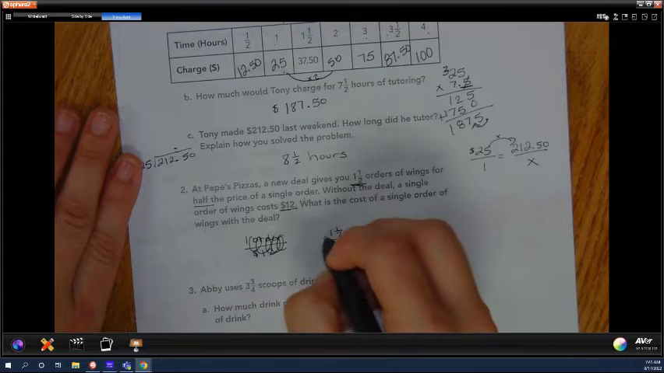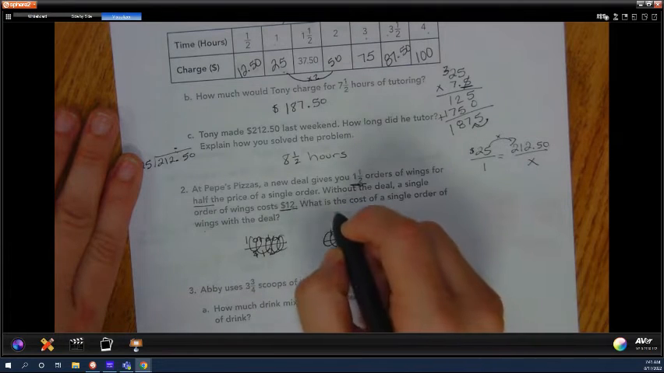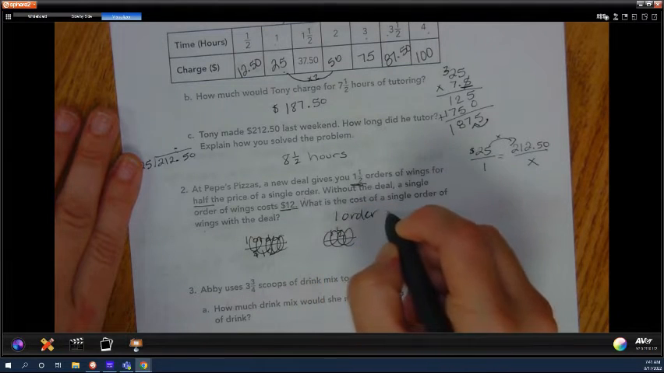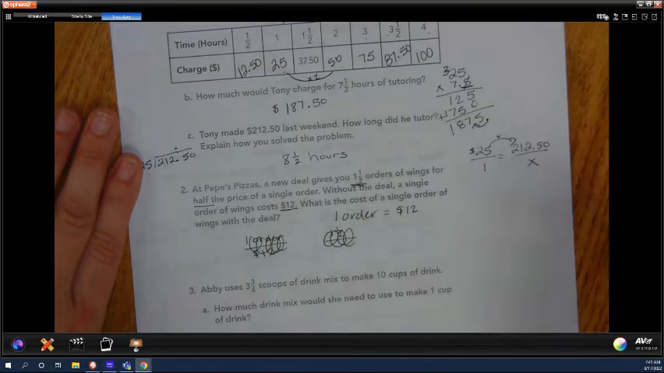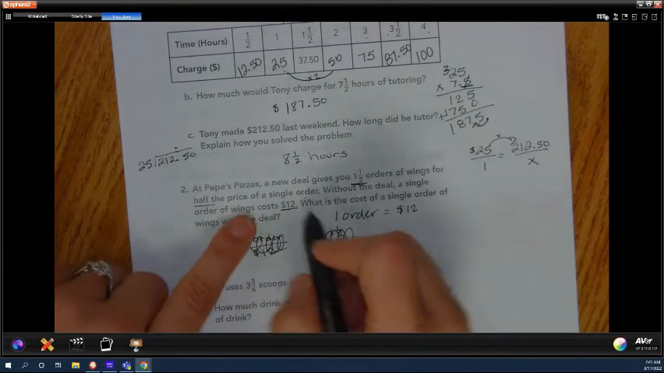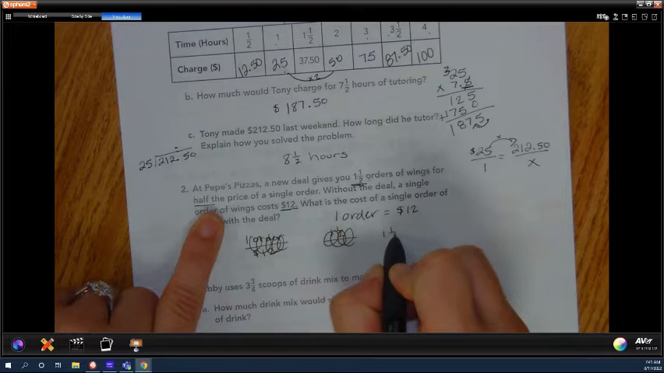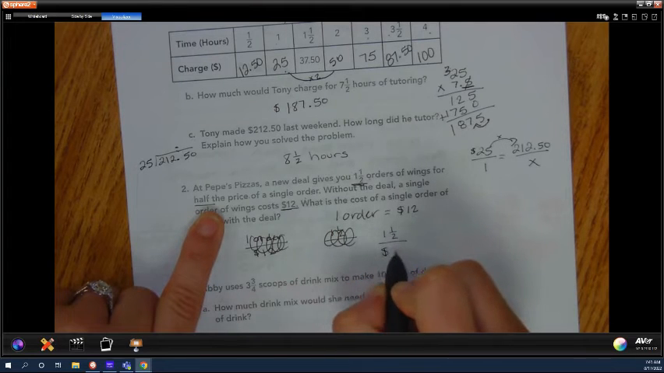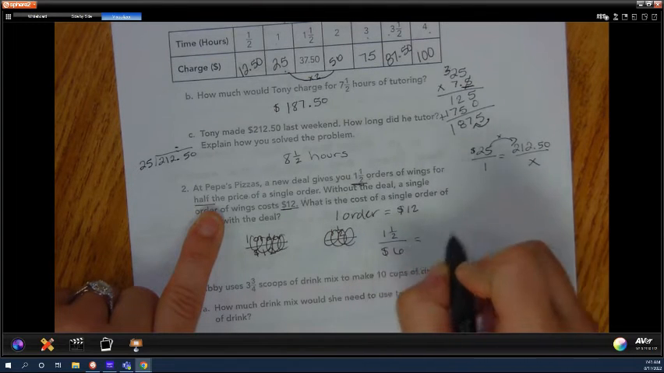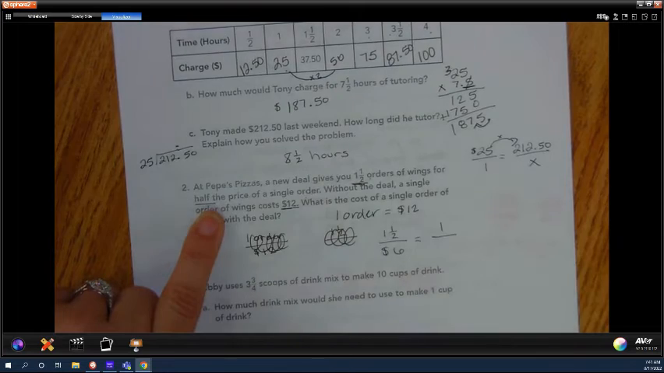All right, so let's take a step back here. I made a mistake. So I know that one order is equal to 12 full dollars. Okay. I know that 1.5 orders is half of this price. So 1.5 orders is worth $6. I need to know how much one order is going to be worth.